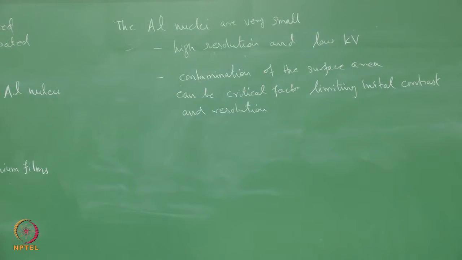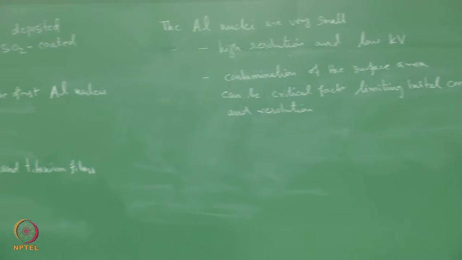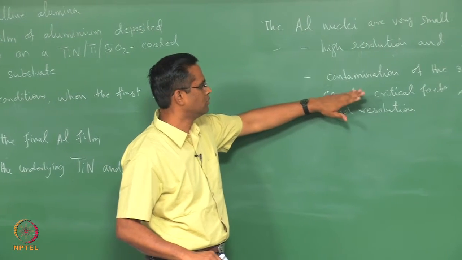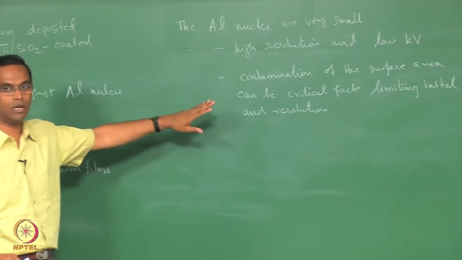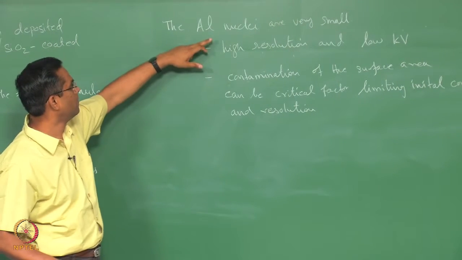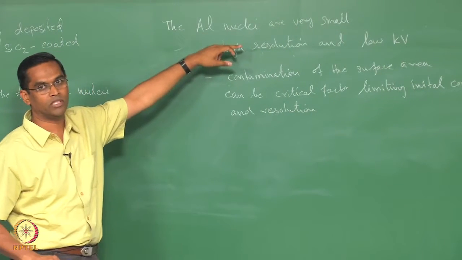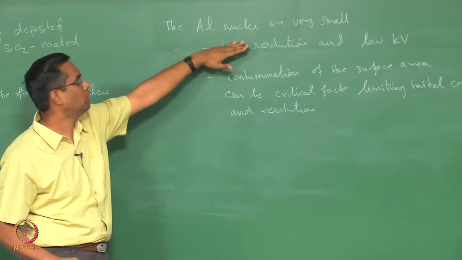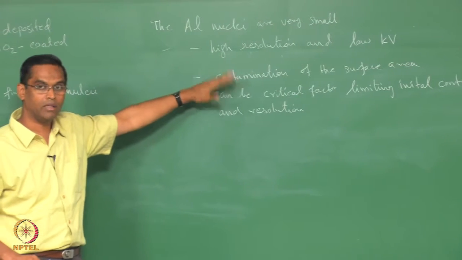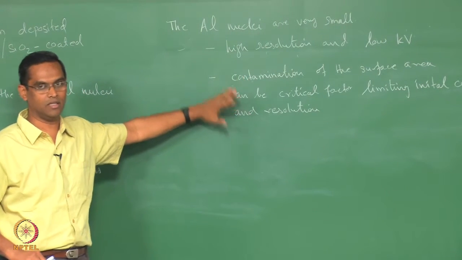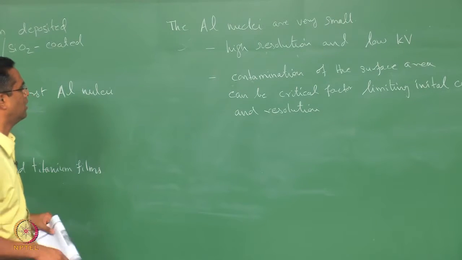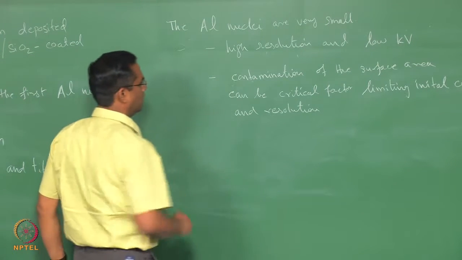You might ask what about the previous case. There also a high voltage has a possibility of producing contamination, but nevertheless the objective here is to look at the very thin surface coating, and also the aluminum nuclei are very small. So, the contamination could be the major critical factor in this case rather than the earlier case. So, you have to look at this point very clearly.